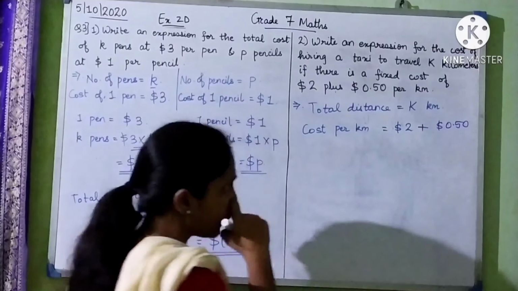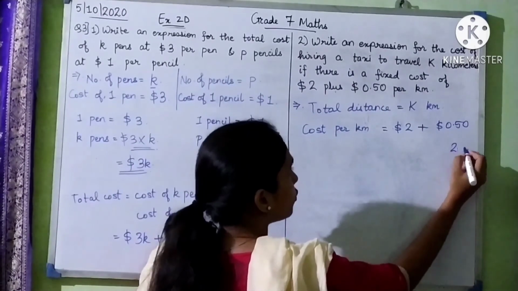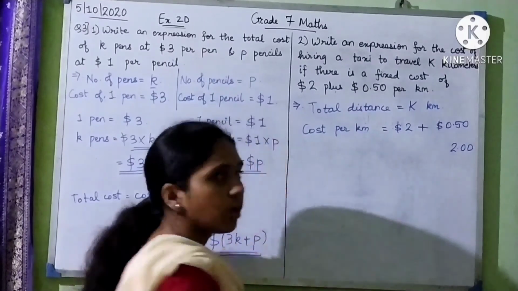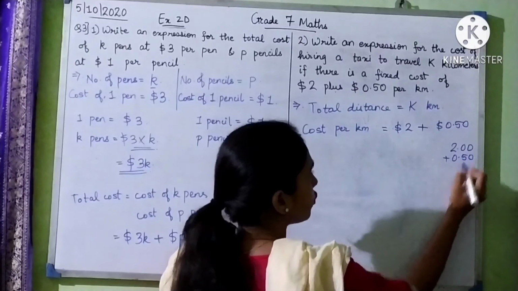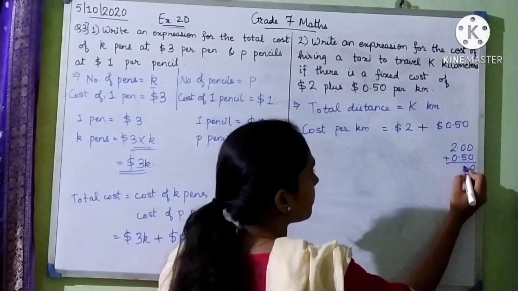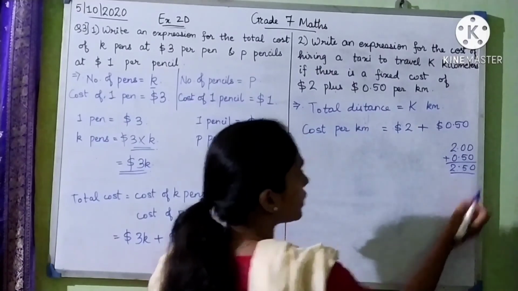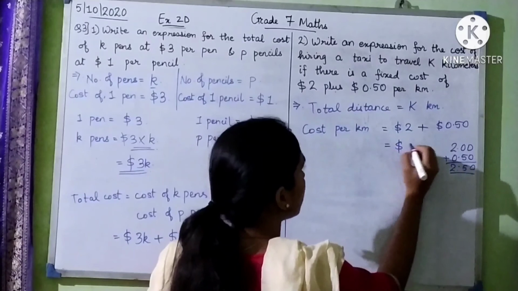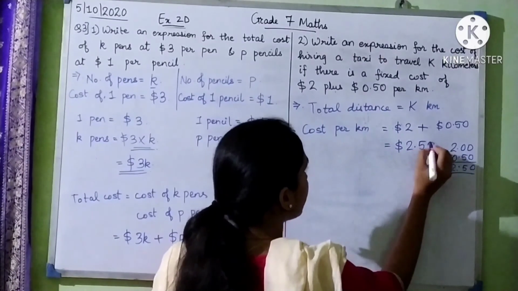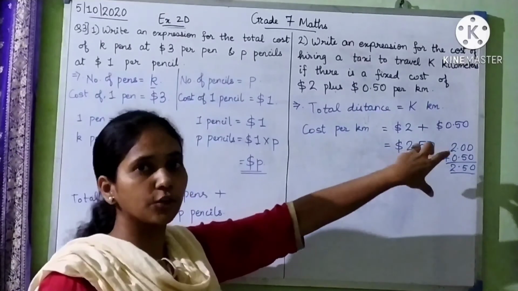$0.50. So how do we add this $2 and 0.50? We write 2.00, plus we have to add 0.50 to it. So this becomes 0 plus 0 is 0, 0 plus 5 is 5, point we write down, and 2 plus 0 is 2. So the total is $2.50. So the cost to travel for 1 kilometer is $2.50.